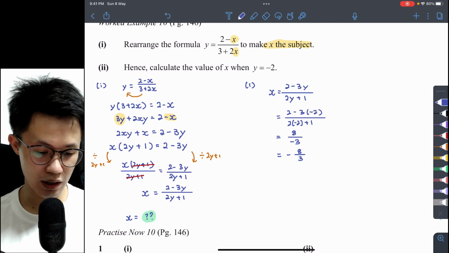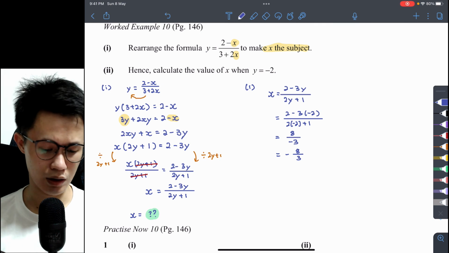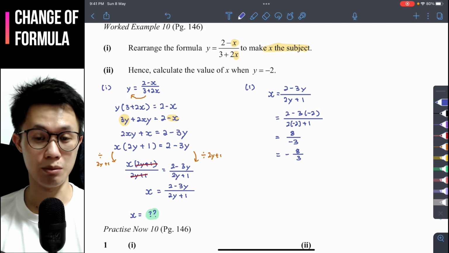So in this example, it's really simply another kind of change of subject of a formula, something that we need to pay attention to. So that will be all for worked example 10.